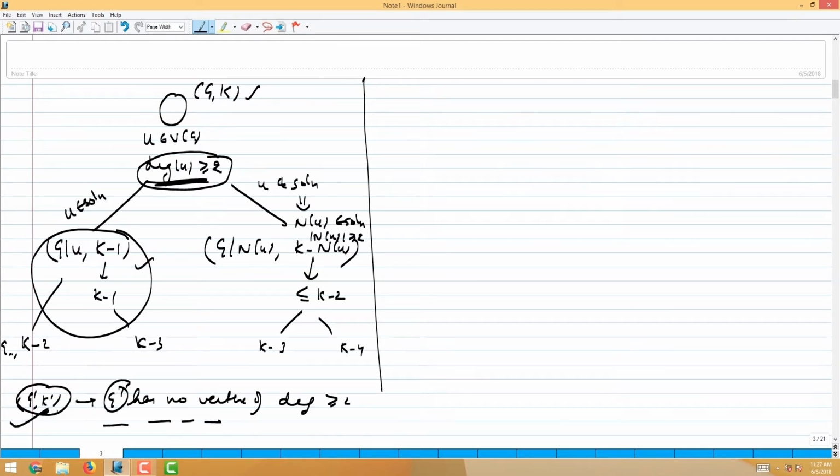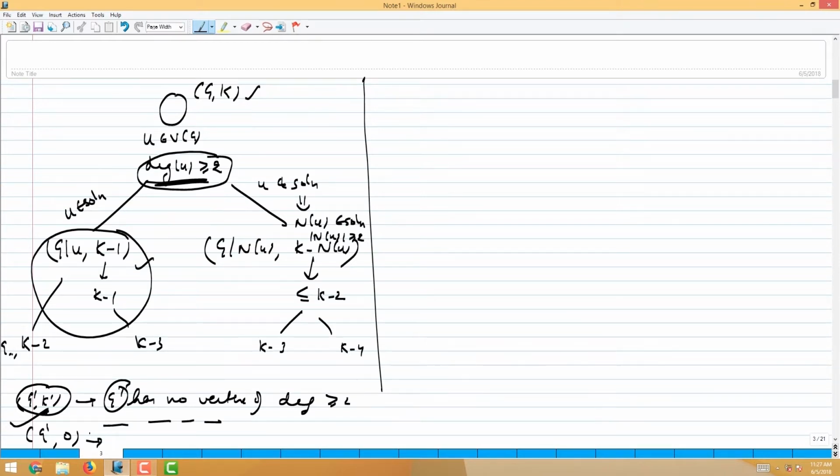So leaves are either of this kind, or again the leaves could be of this kind. Maybe you're always able to find vertices of degree at least 2, and then you stop when k becomes 0. And you know that you can solve these kind of leaf instances also in polynomial time. So at every node we are not spending more than polynomial time. We are doing different kinds of polynomial time procedures for different kinds of nodes, but whatever we are doing, it's a polynomial time thing, right?